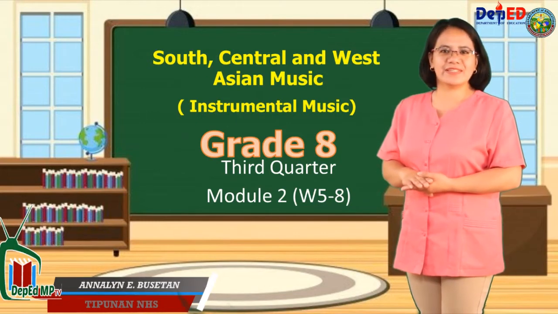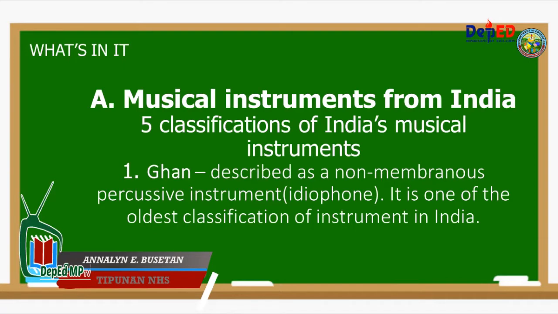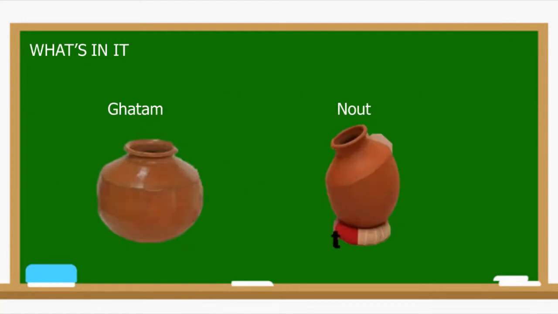Get ready, learners. Fasten your seatbelt and let's start our journey. Let us start with the musical instruments from India. There are 5 classifications of India's musical instruments. Number 1, gan. Described as a non-membranous percussive instrument, it is one of the oldest classifications of instrument in India. These instruments are played by tapping the surface with the fingers and the base of the palm.